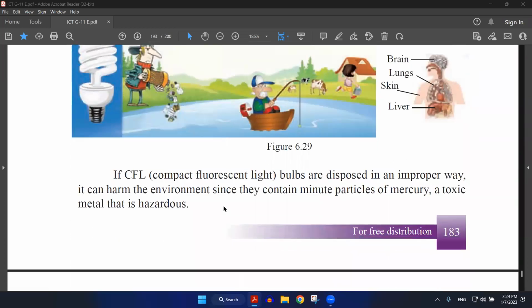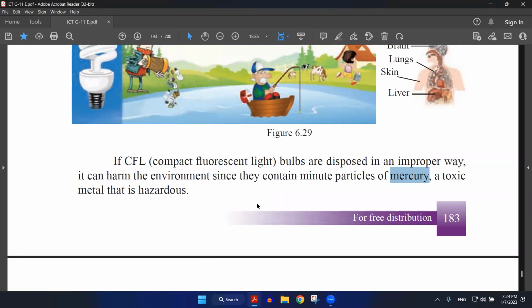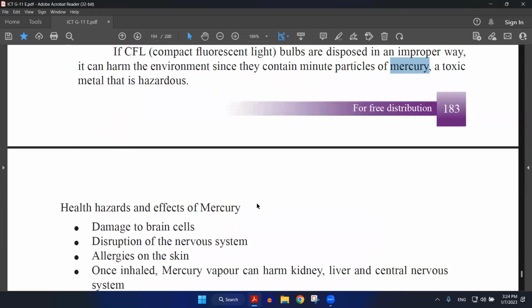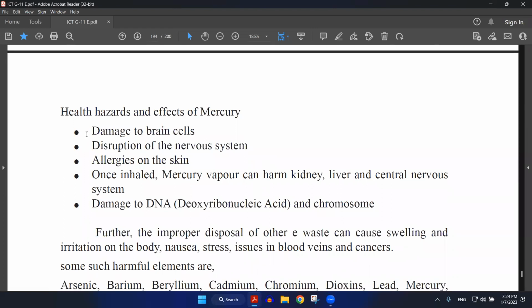So if you think about CFL bulbs, they contain mercury, right? If you think about a particular circuit, it contains lead most of the time, and many other devices which will cause damage to brain cells, disruptions of the nervous system, allergies, right? And breathing issues, right? And liver damage, right? And when it comes to the deeper level, it will damage the DNA and chromosomes, right?